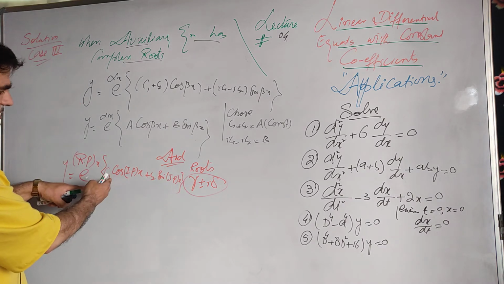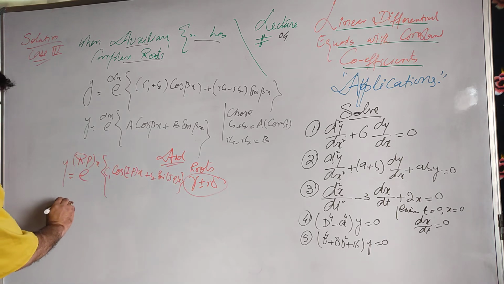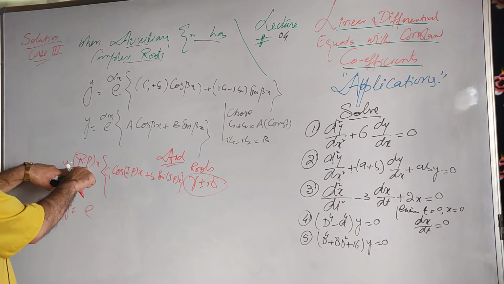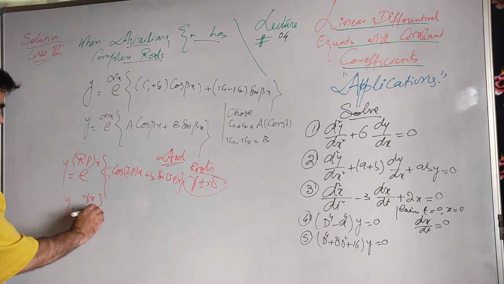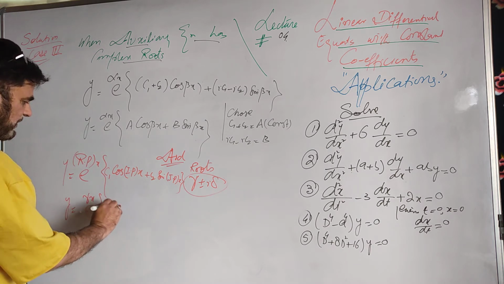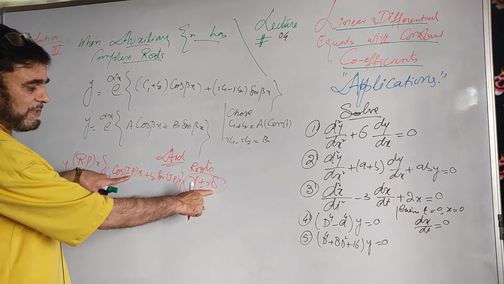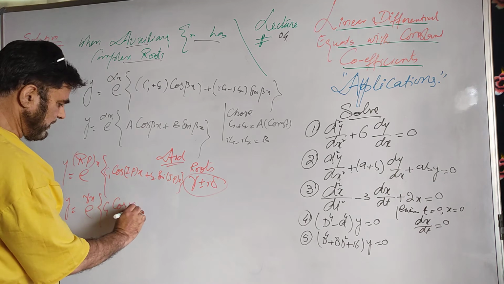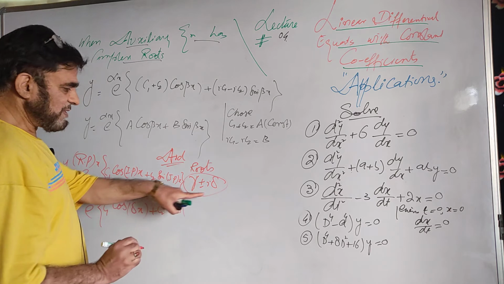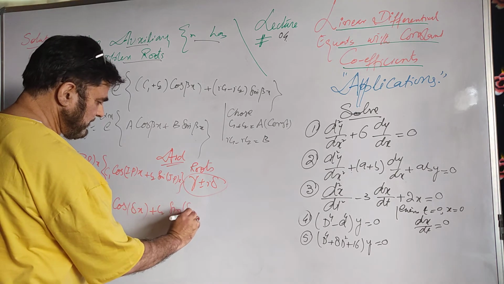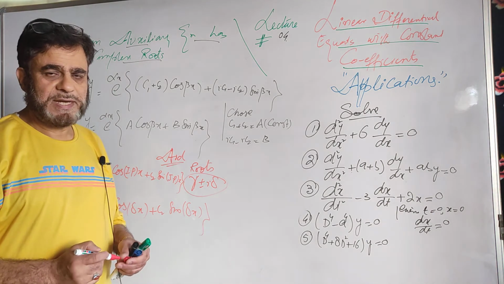Now y is equal to e raised to the power of the real part of the complex number. What is the real part of this? Gamma. So you will write gamma x. Then c1, an arbitrary constant, cos of the imaginary part, which is delta, so delta x. Clear? Plus c2 sine of the imaginary part, delta x. This is how we write the solution when the auxiliary equation has complex roots.